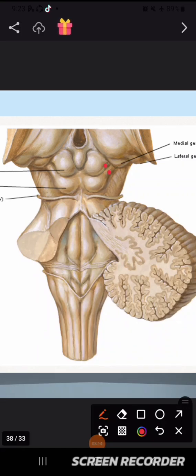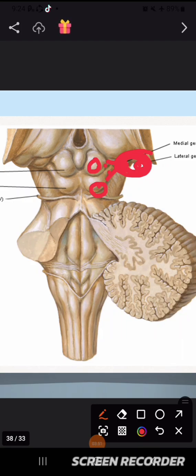Superior brachium connects the superior colliculus to the lateral geniculate body. Inferior brachium connects the inferior colliculus to the medial geniculate body. So the medial and lateral geniculate bodies are part of the thalamus. The information from the midbrain to the thalamus reaches through the superior brachium and inferior brachium.